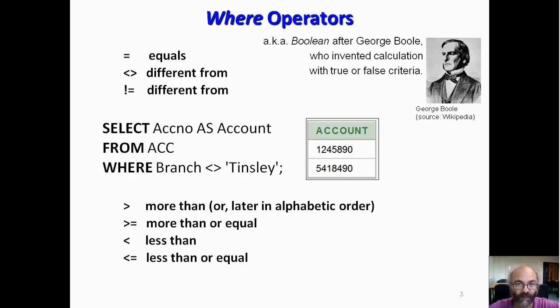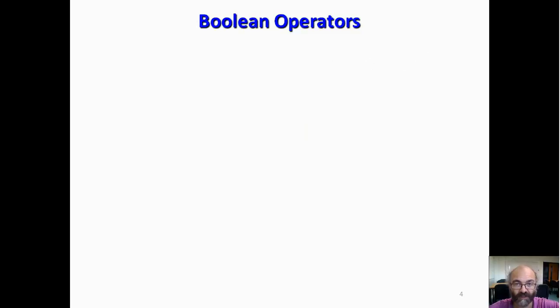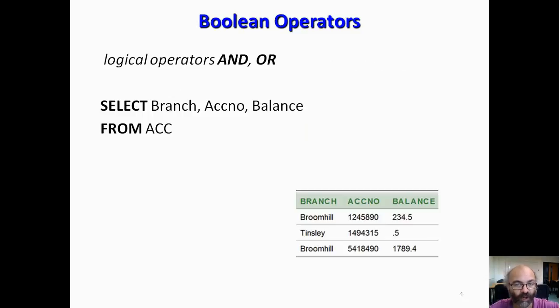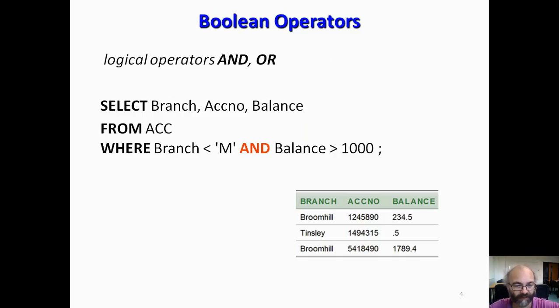You can combine these operations using and or. For example, filtering rows where the branch is anything up to M in alphabetic order and the balance over 1,000. Anything before M, not Tinsley. And the balance over 1,000, so that excludes the first row. The two criteria apply, leaving us just one result.